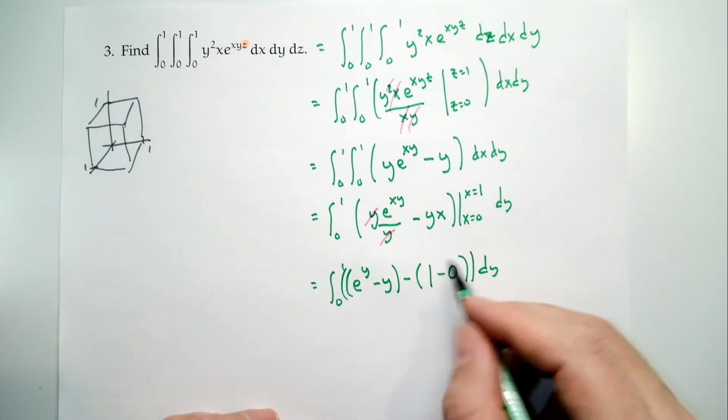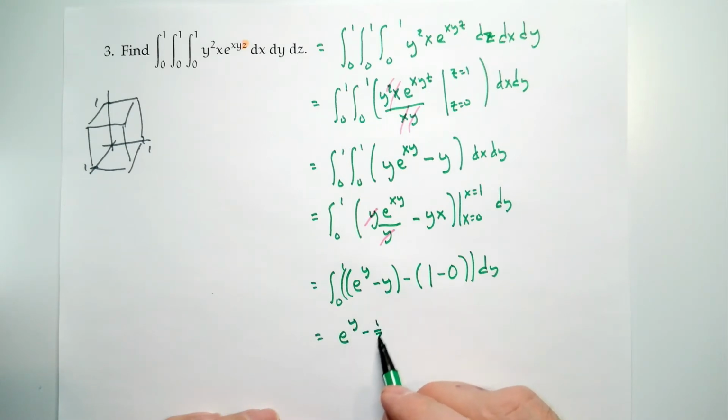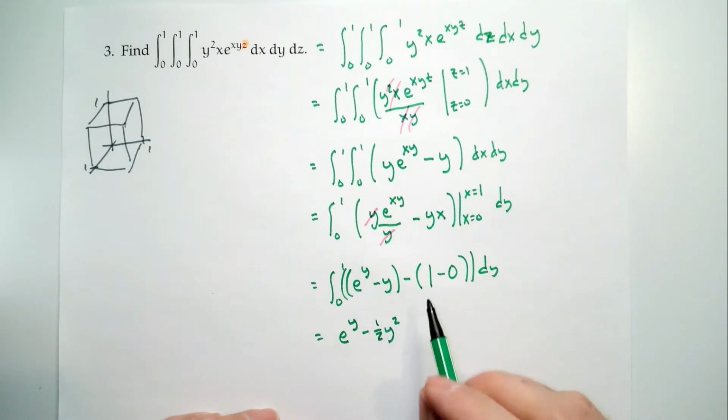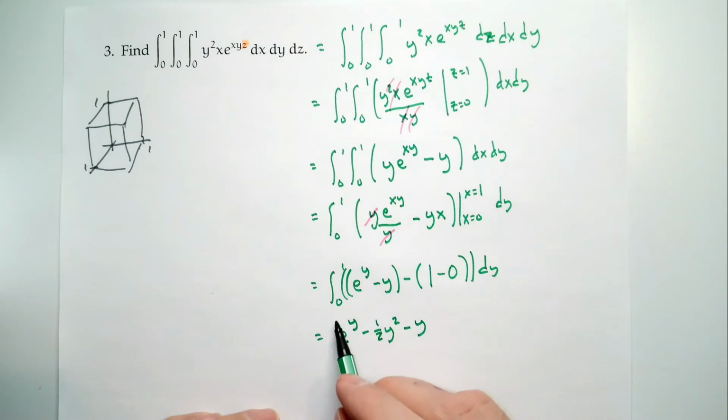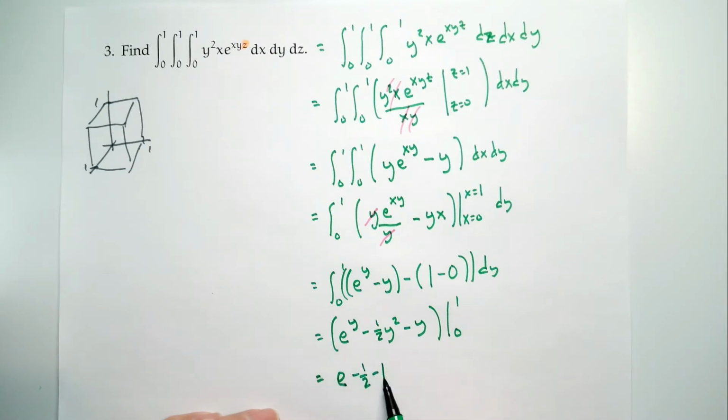Of course, the 0 you can not worry about. The integral of e to the y is e to the y. Integral of minus y is minus a half y squared. Integral of minus 1 is minus y. And then we'll evaluate 0 to 1. So we plug in 1. That's e to the 1, which is e, minus a half minus 1.